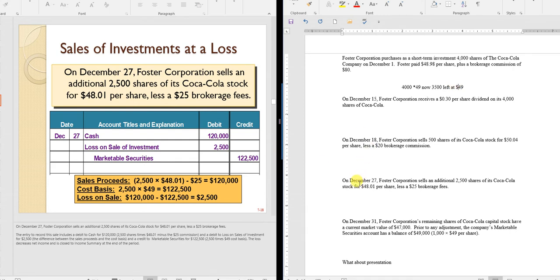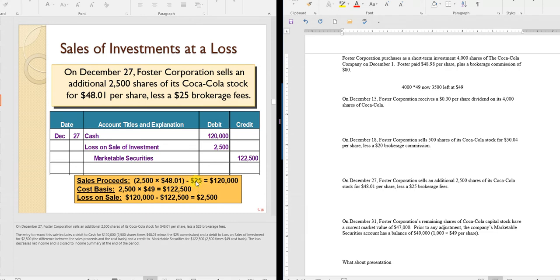So now on the 27th, I sell an additional 2,500 shares for $48.01. So I take my 2,500 times $48.01 less a $25 brokerage fee. In other words, if I was going to sell your car, and you wanted to get $2,500 out of your car, I might charge you a $100 fee. So I collect the $2,500 from whoever buys it. I keep $100 and hand you $2,400. That's the same thing that is going on here.